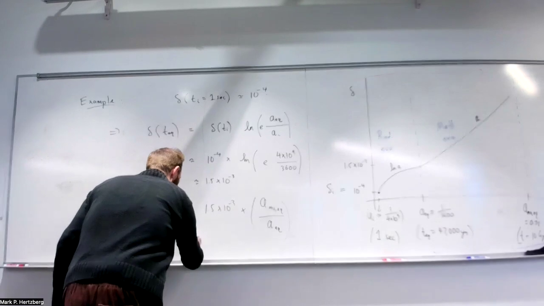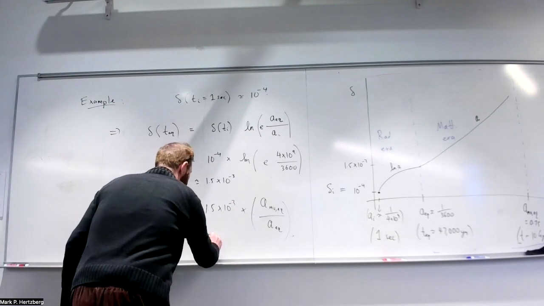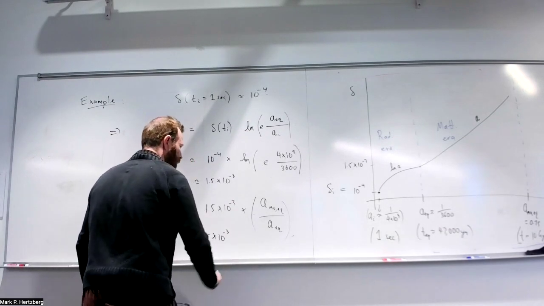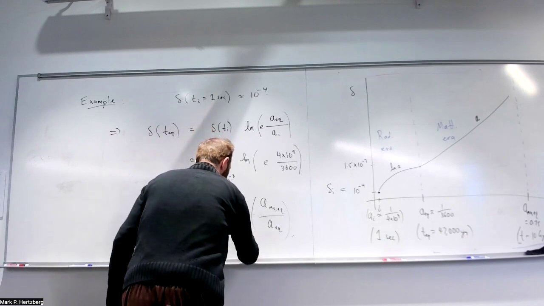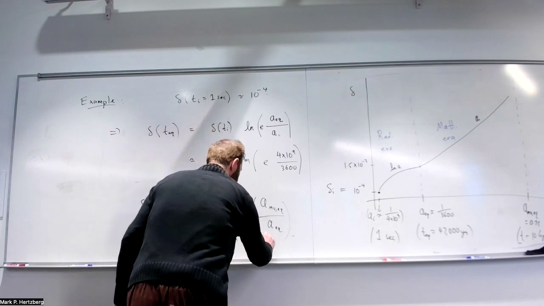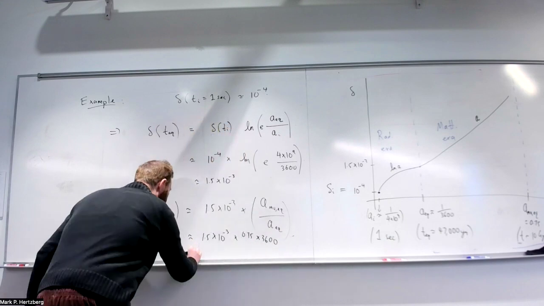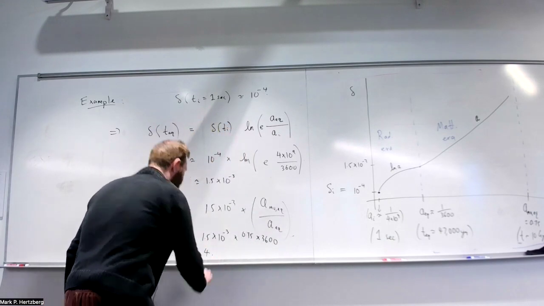So this is, if I were to be precise, 1.5 times 10 to the minus 3 times 0.75 times 3600. Okay, this is about 4.